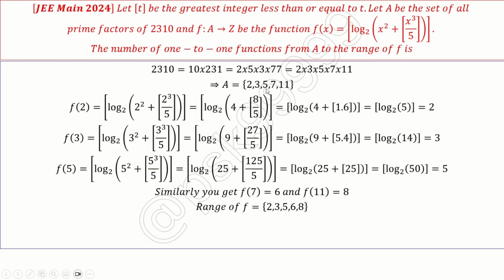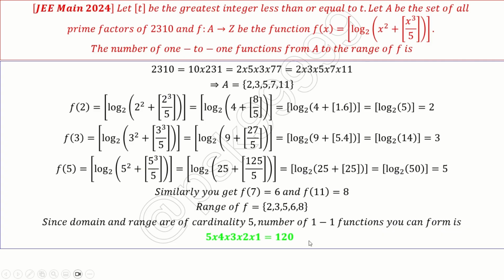Now if you see here, there are 5 elements here and 5 elements here, which is good. So how many ways can I form one-to-one functions now? You take one element here, it can choose any of the 5, the second element any of the remaining 4. So it will be 5 into 4 into 3 into 2 into 1, which is 120. So that many one-to-one functions you can form. Next.